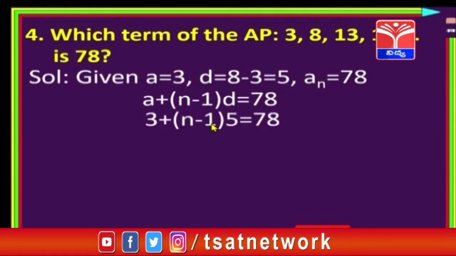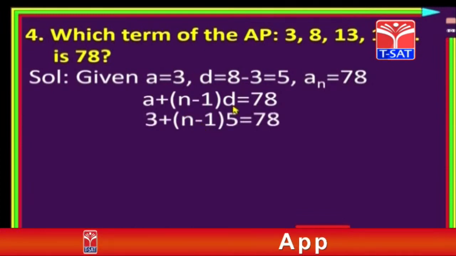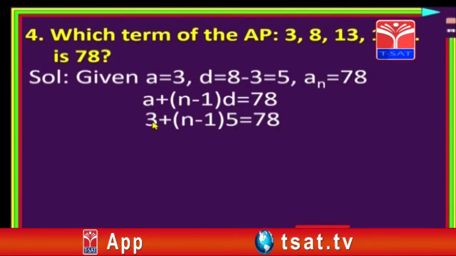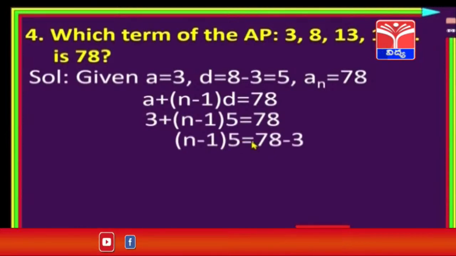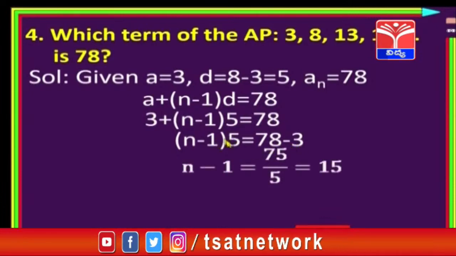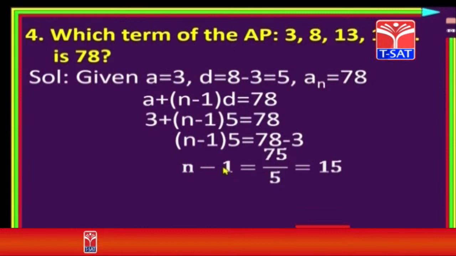plus n minus 1. We don't know the value of n, we should find the value of n. So the value of d is 5, replace it, is equal to 78. Now bring this 3 to right hand side, then we will get n minus 1 into 5 is equal to 78 minus 3. 78 minus 3 is nothing but 75. So bring this 5 to denominator, we will get n minus 1 is equal to 75 by 5.